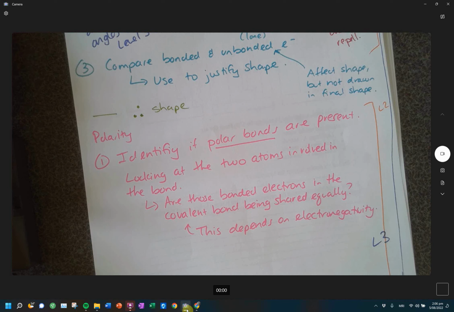Unfortunately, on the assessment, they don't give you a table of electronegativities to compare specific numbers. So you're going to have to look at the periodic table and make a judgment. Remember, the top right-hand corner is the most electronegative, which is fluorine, and we exclude the noble gases. So what you're looking for is the two atoms involved in the bond.